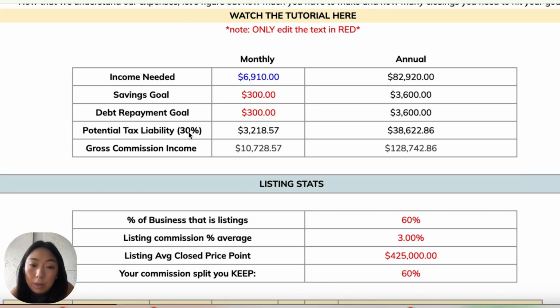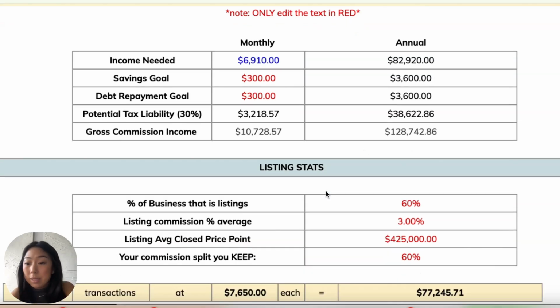So let's assume that we have to have 30% of what we make go into taxes, and that will give you a gross commission income needed of $10,728.57. And what that looks like for the year is that we need a gross commission income of $128,742.86. So now that we have that information, we need to figure out what our business actually needs to look like to hit these goals.